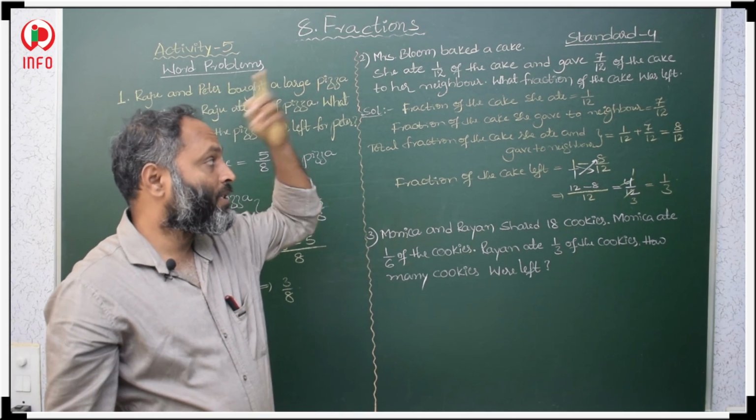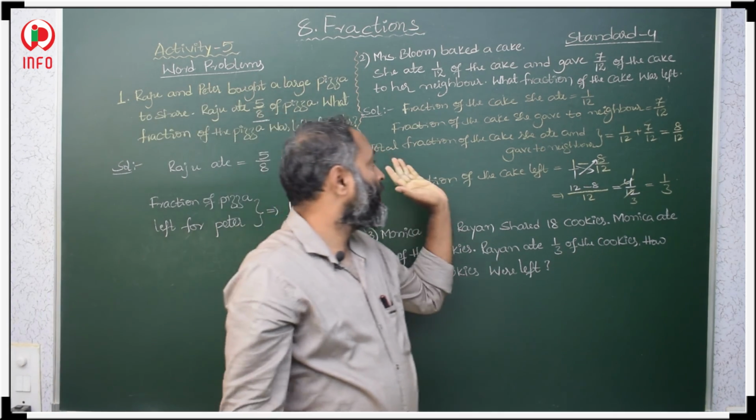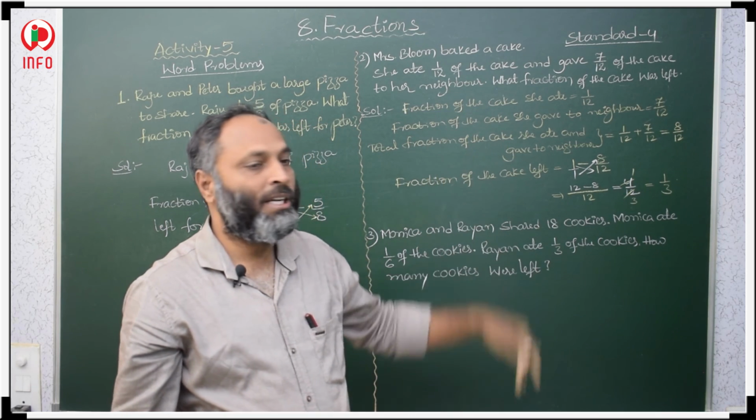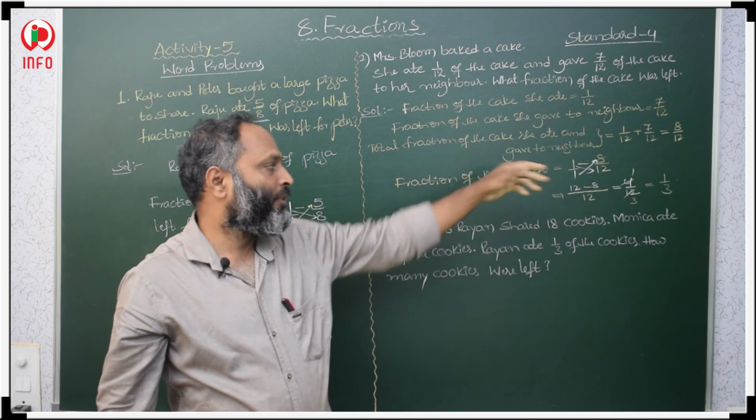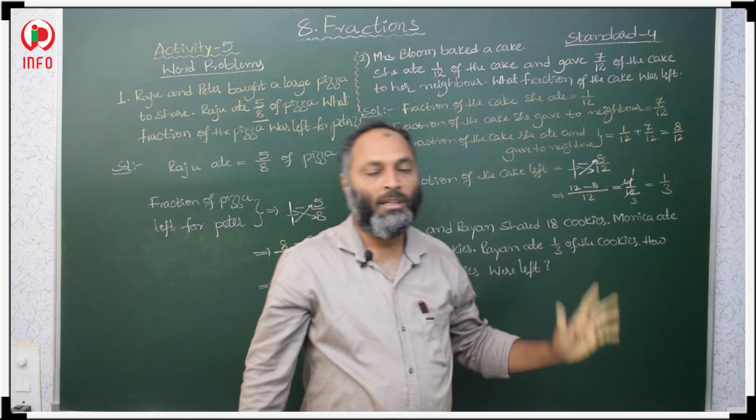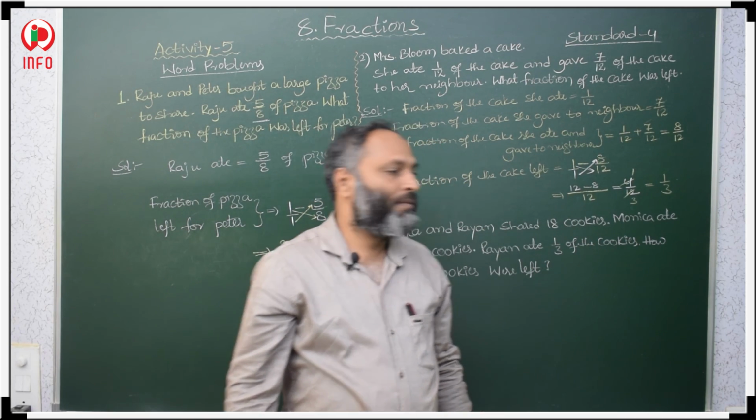First what we have to do? We have to find the total fraction of the cake she ate and gave to the neighbor. After adding, that sum we have to subtract from the whole cake. Then we get what fraction of the cake is left.